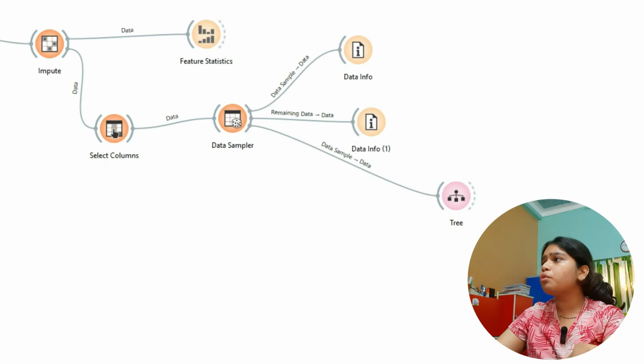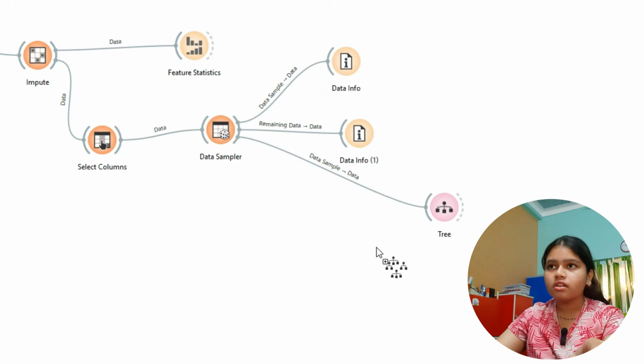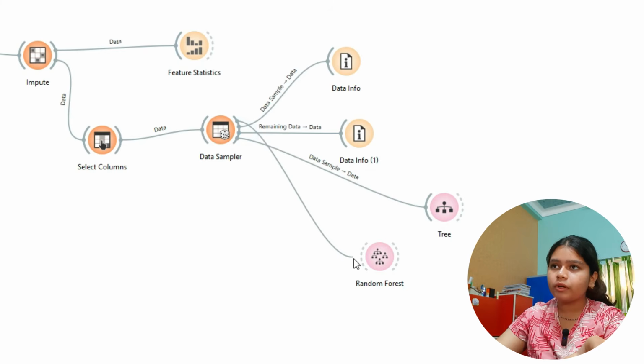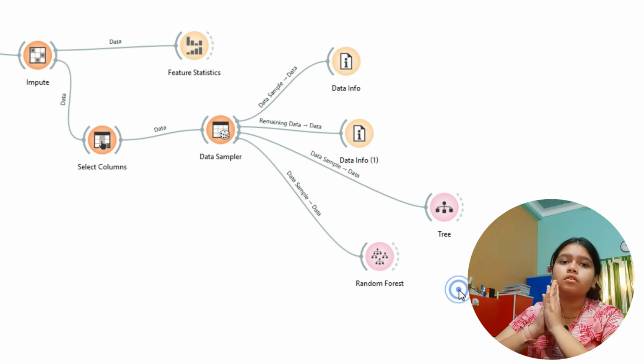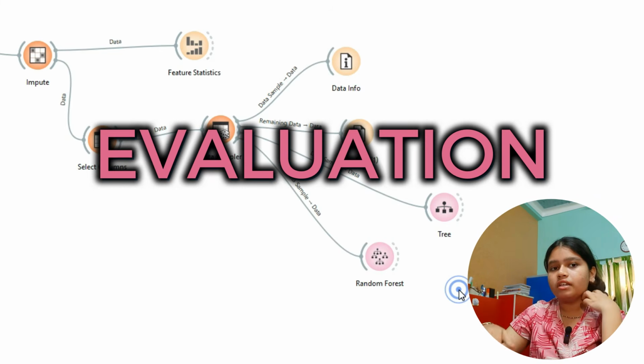You can also do one more model, that is random forest. Drag random forest here, and you can connect it with data sampler. Now we have created our models. Now what to do? How to evaluate the model?